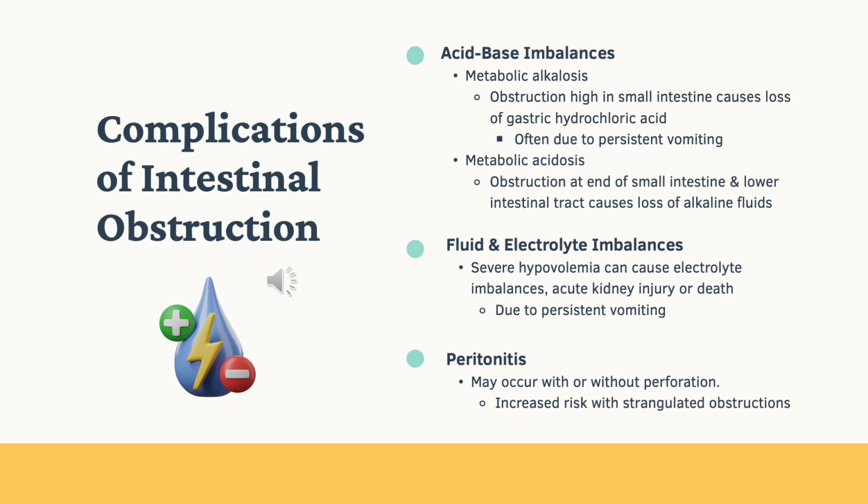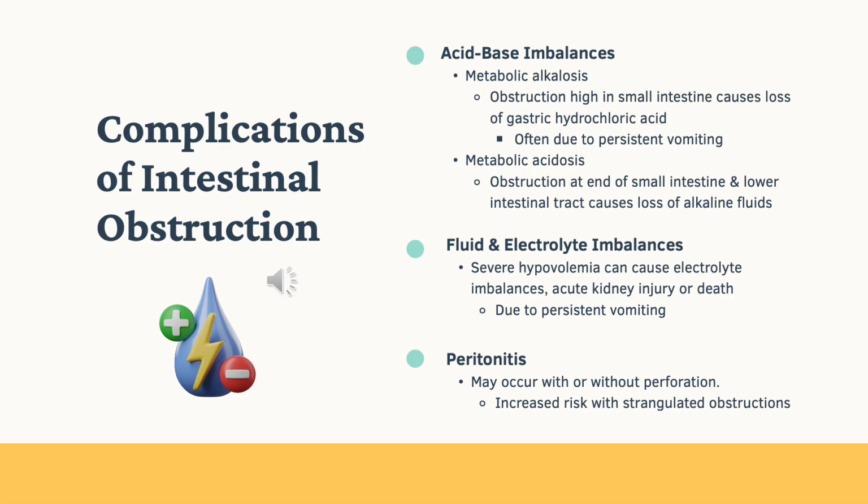Conversely, if the obstruction occurs at the end of the small intestine or in the lower intestinal tract, then alkaline fluids are lost, which results in a metabolic acidosis. This really shows the importance of understanding where the blockage is located whenever we're assessing and treating these patients. Next, there are fluid and electrolyte imbalances, which can become life-threatening. Severe hypovolemia, which is due to persistent vomiting, can result in an acute kidney injury or even death if it's not treated quickly. Monitoring fluid status and electrolyte levels is very, very important in managing these patients.